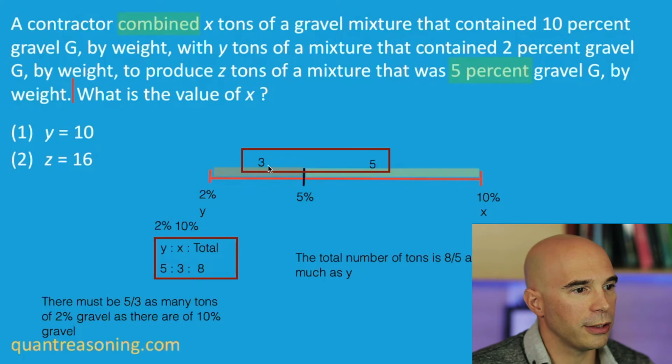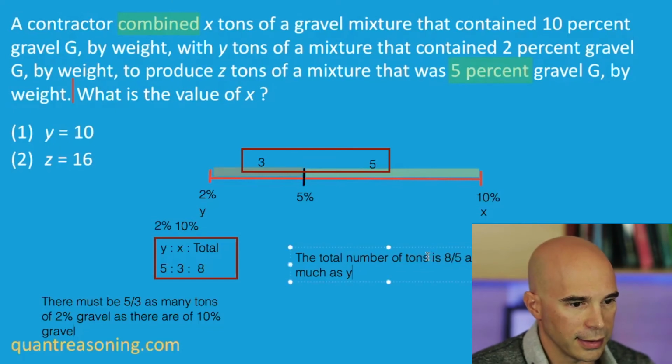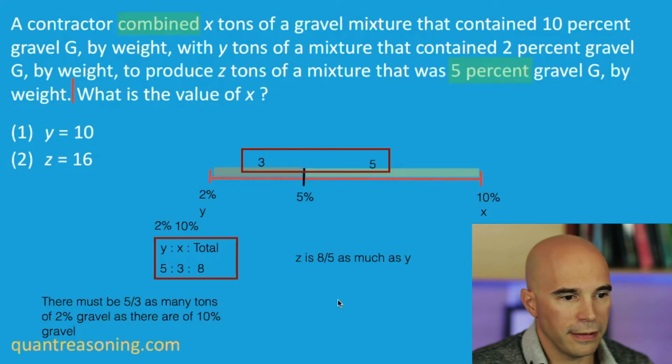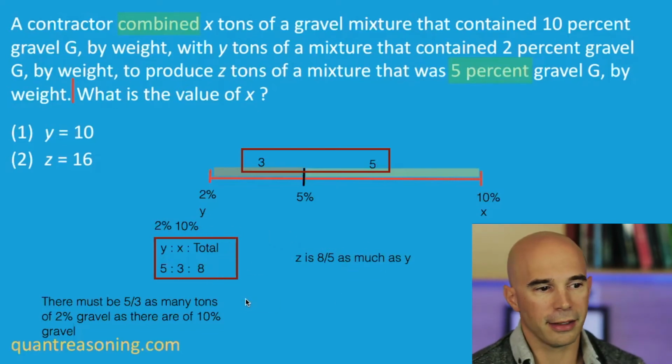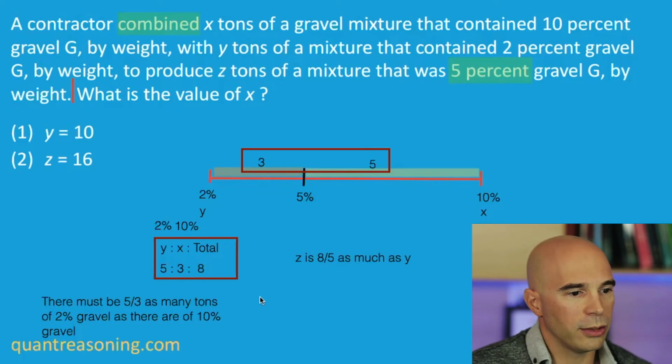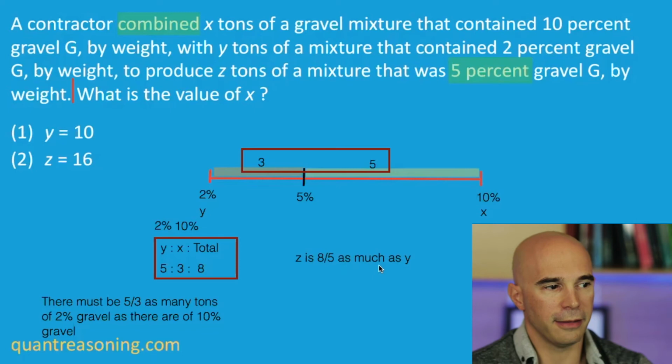And we were actually told that the total number of tons is Z, or Z if you're British English. So let's write it that way, right? Z is 8/5 as much as Y. That's an inference we can make from the red rectangle. Does anyone know why I wanted to make this particular inference? What's my motivation for making that inference?